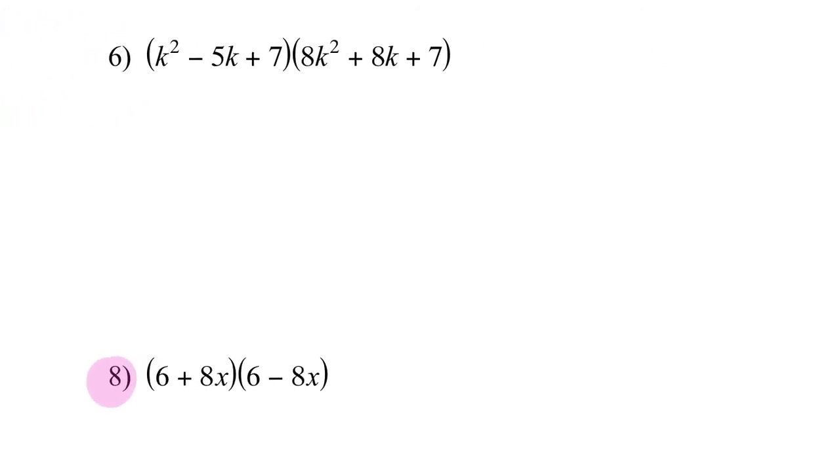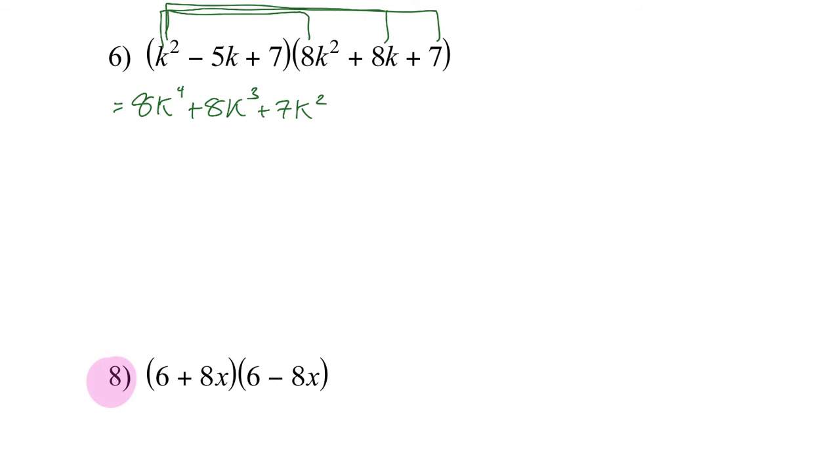This one is even a little bit longer because I'm multiplying a trinomial times a trinomial. Again, I'm multiplying the first one times everything. So k squared times 8k squared, so 8k to the fourth. k squared times 8k is plus 8k cubed. Then I got k squared times 7 is plus 7k squared.